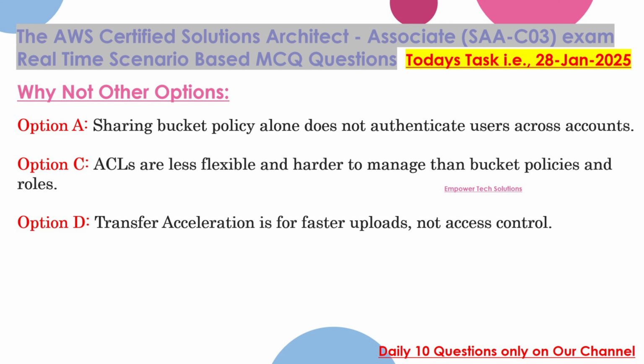Why not other options? Option A. Sharing the bucket policy alone does not authenticate users across accounts. Option C. ACLs are less flexible and harder to manage than bucket policies and roles. Option D. Transfer Acceleration is for faster uploads, not access control.